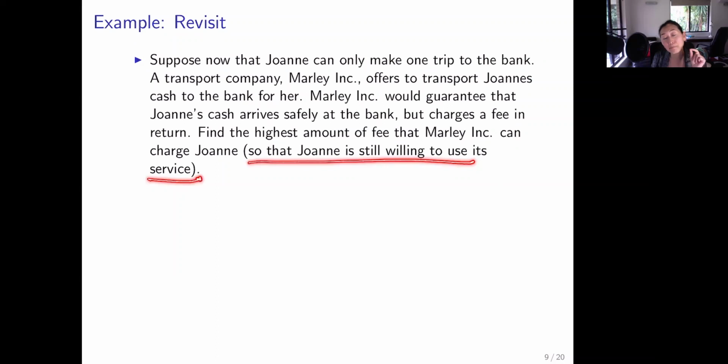That means that B is weakly preferred to A, right? This option B must be weakly preferred to A. That's why she would use this service. So we know that now we have option A and option B.